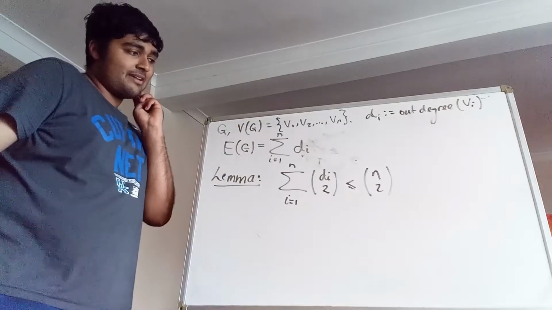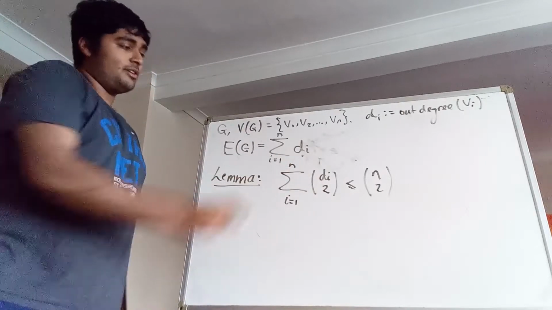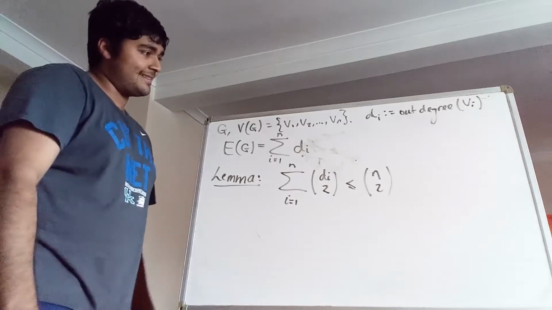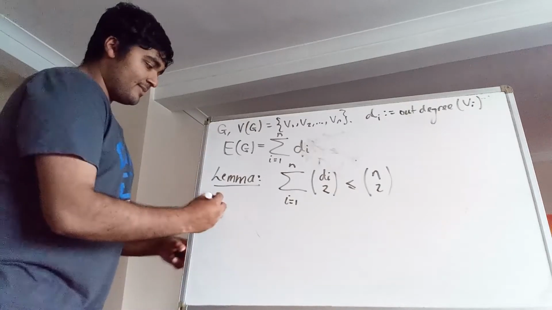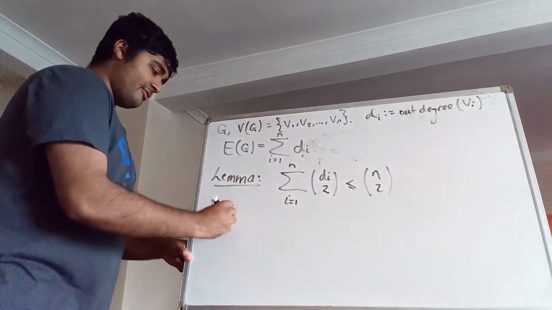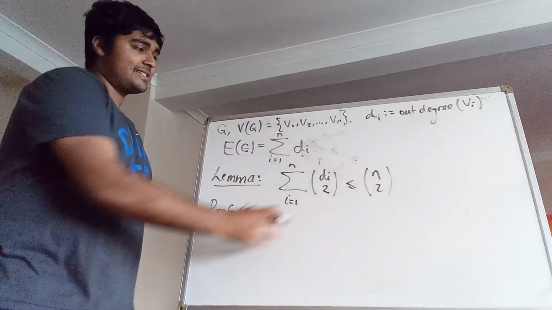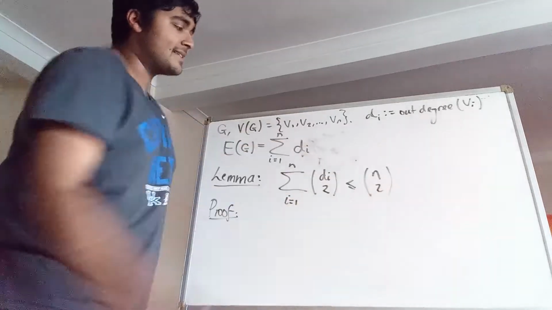We take the sum of them, choose 2. Or, we do di choose 2 for each of the i's, sum them up, and that's going to be less than or equal to n choose 2. Let's prove it. So the proof for this is we're going to find an injective map from a set which has this size to a set which has this size.